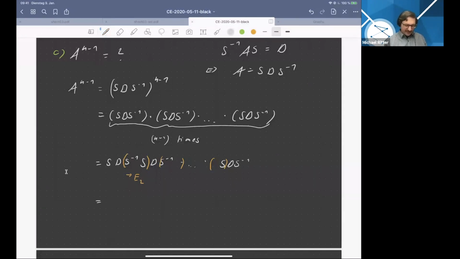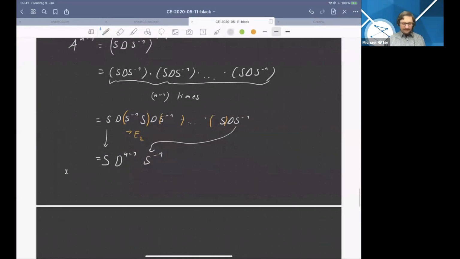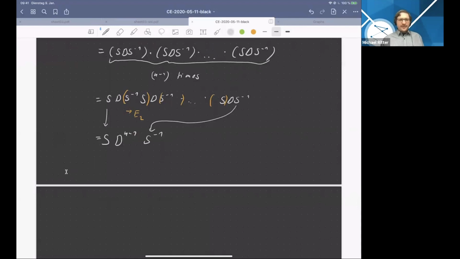So what is left is this S on the left, that does not cancel out anywhere. Then of course all the D's, and there's n minus 1 D's. And finally that S to the minus 1 on the right, that doesn't cancel out either. So this reduces the whole question to computing D to the n minus 1.